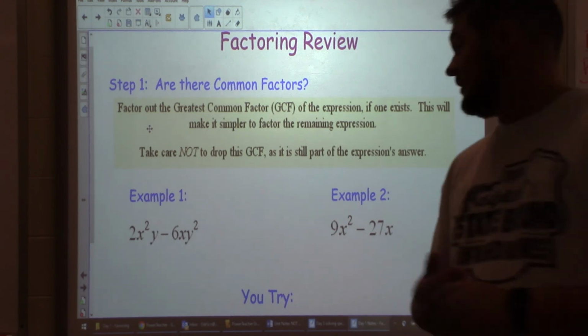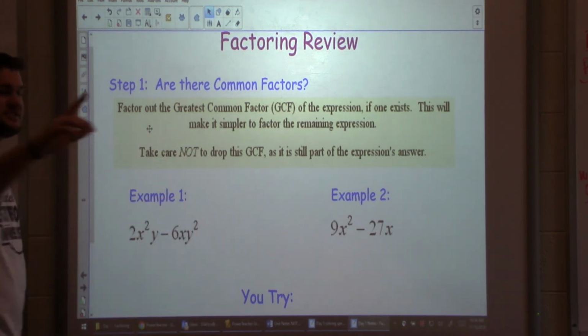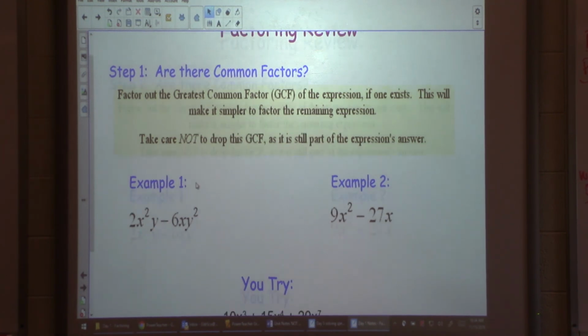Alright, so first and foremost, when we're factoring, the first thing I should always look for is to see, can I pull a greatest common factor out? That is the first step in any factoring problem. Can I take out a GCF or greatest common factor?